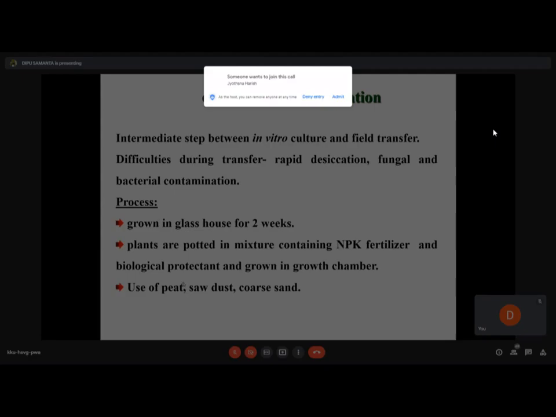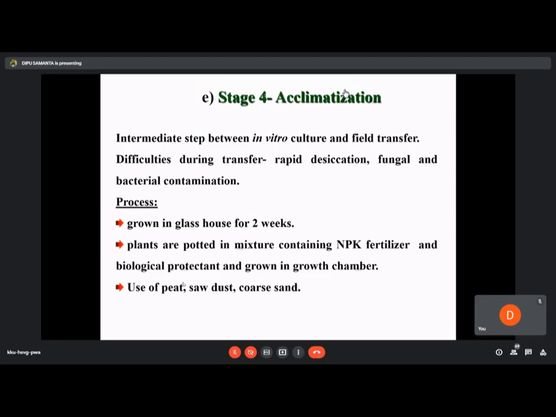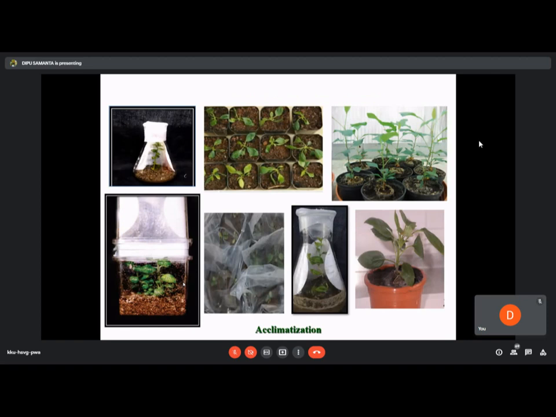Yeah. So where we were, there are certain difficulties during transfer, that is rapid desiccation. Fungal and bacterial contamination is also a problem during acclimatization. So what we can do is grow the plants in a glass house for 2 weeks. Plants are potted in a mixture containing NPK fertilizer and some biological protectant, and grown in a growth chamber. Another important thing is the use of peat, sawdust and coarse sand. Now, these are the several photographs for acclimatization.